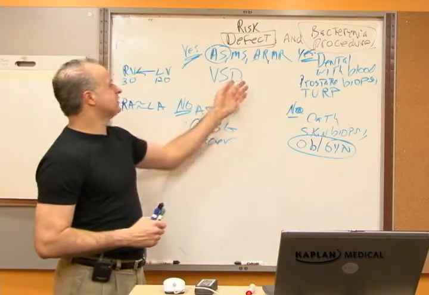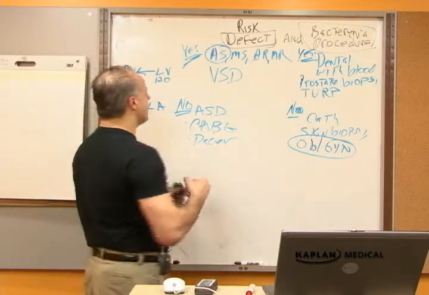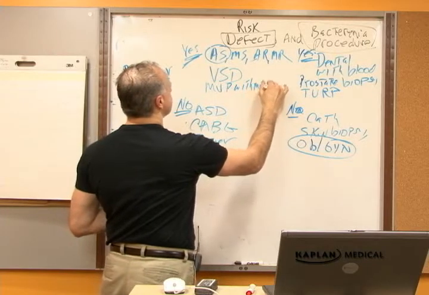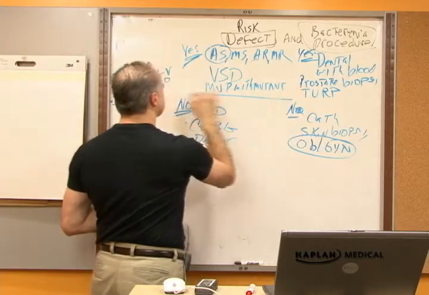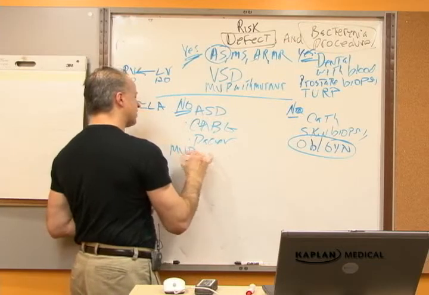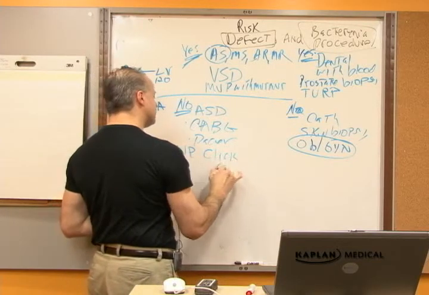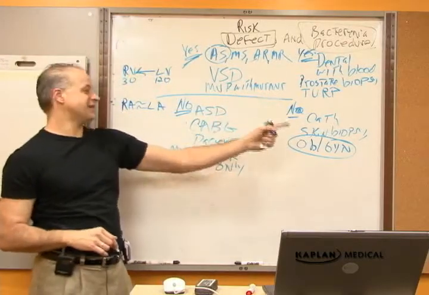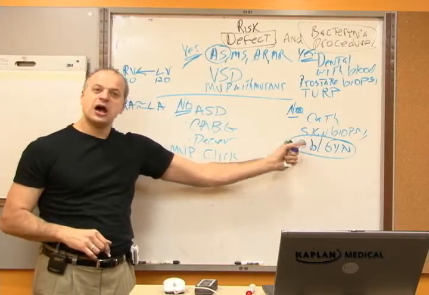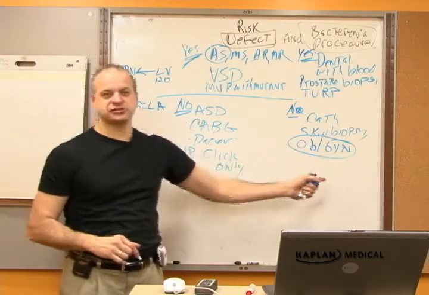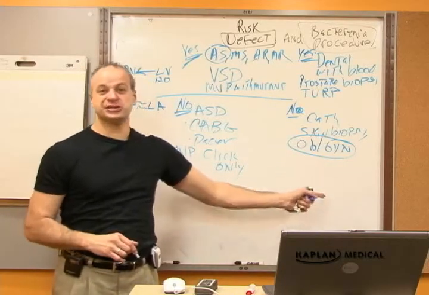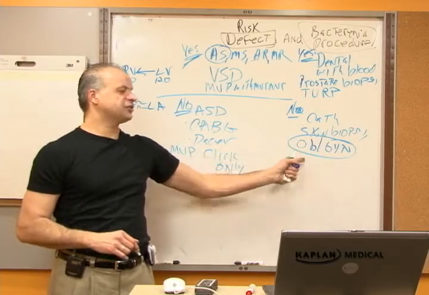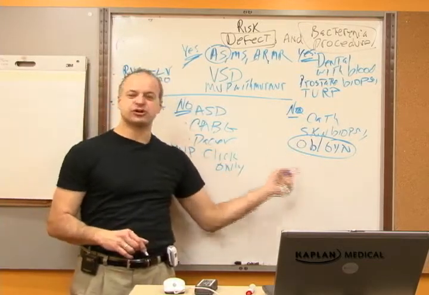If you have a ventricular septal defect, or mitral valve prolapse with a murmur, because mitral valve prolapse with a murmur is a risk. Mitral valve prolapse with a click only is not a risk. But even if you have mitral valve prolapse with a murmur and you're going to undergo a vaginal hysterectomy, a vaginal delivery, a cesarean section, a tubal ligation, a therapeutic abortion, or an abdominal hysterectomy, GYN procedures do not cause bacteremia.